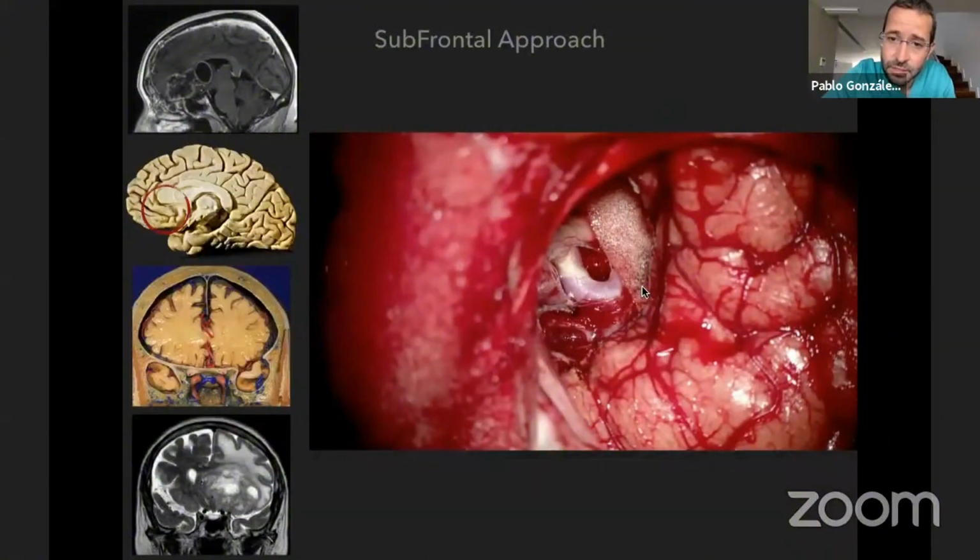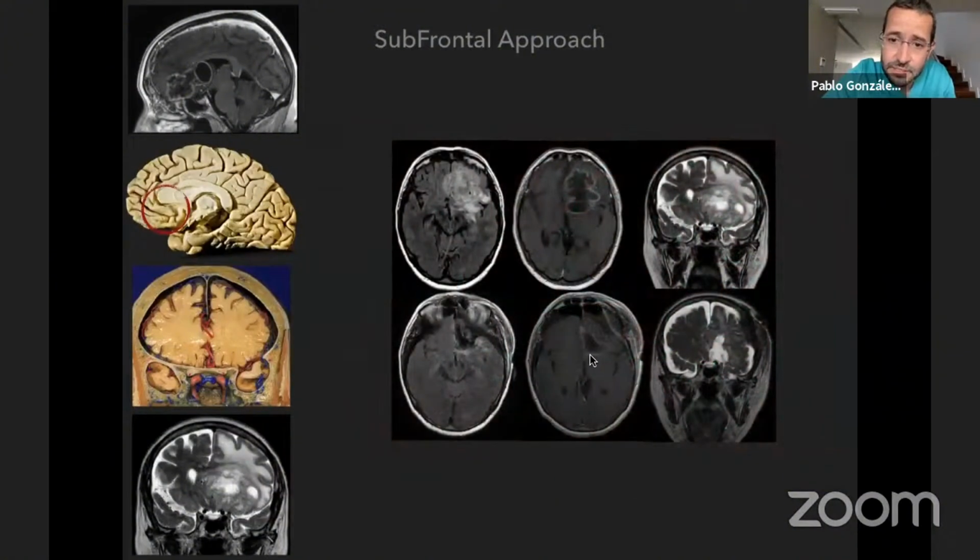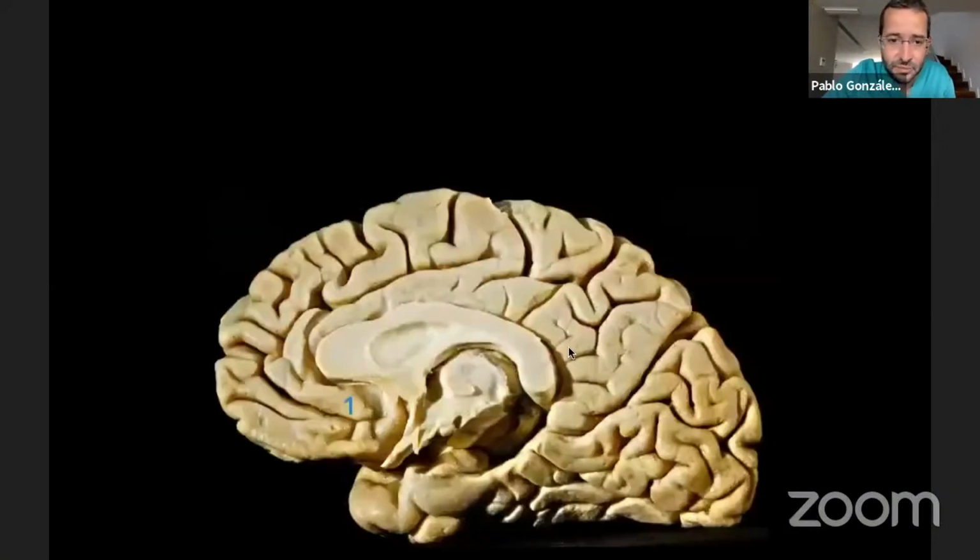This is the final view after the resection. And this is why I want to show you the post-op: the cingulate gyrus, which is part of this limbic lobe, is completely preserved by the tumor, and here it was just compressed. So it's an important concept to try to understand.